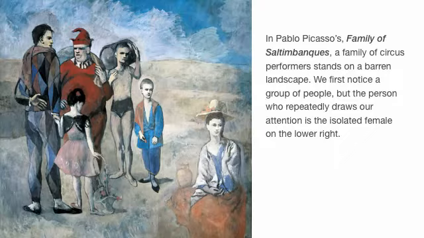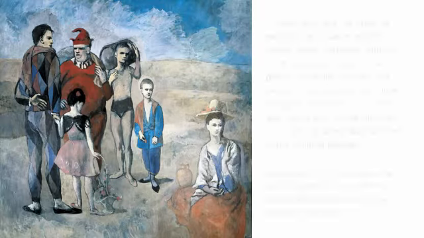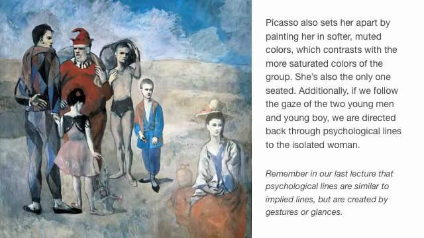We first notice a group of people, but the person who repeatedly draws our attention is the isolated female on the lower right. Picasso also sets her apart by painting her in softer muted colors, which contrasts with the more saturated colors of the group. She's also the only one seated. Additionally, if we follow the gaze of the two young men and young boy, we are directed back through psychological line to the isolated woman. Remember in our last lecture, the psychological lines are similar to implied lines, but are created by gestures and glances.